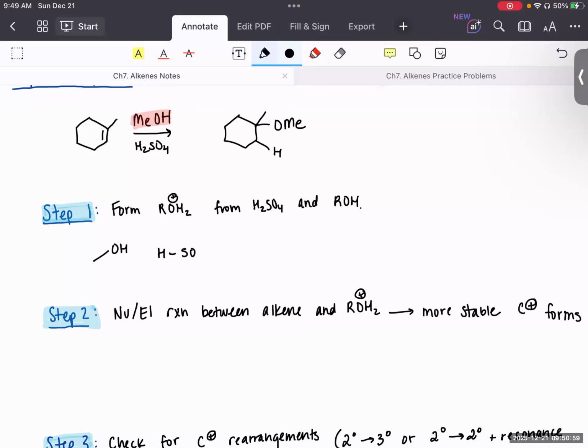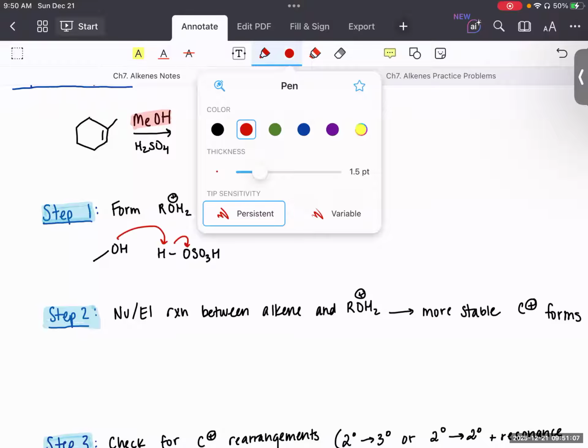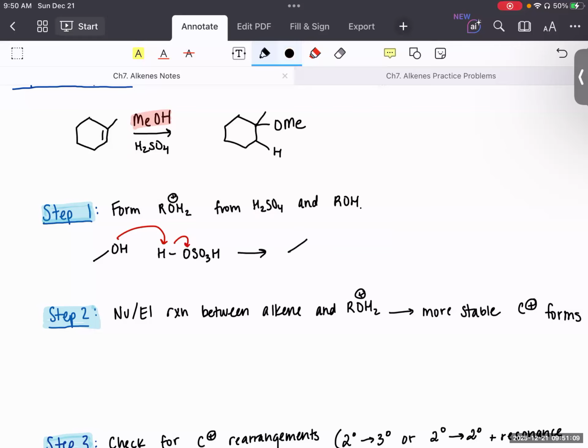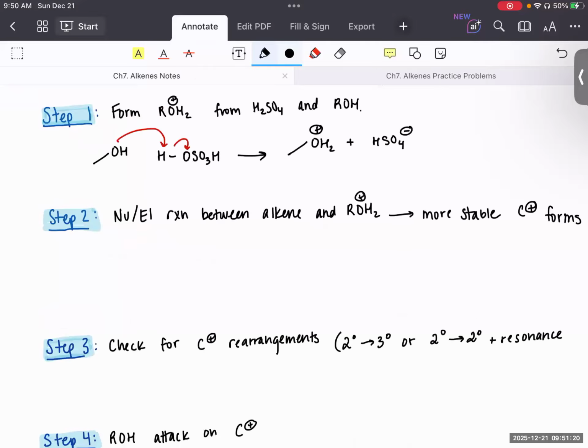Same thing. We're going to pick up that hydrogen from the H2SO4 and form OH2 positive with that methyl group plus the conjugate base. Next, we have that nucleophile-electrophile reaction between the alkene and our OH2 group, or source of acid.